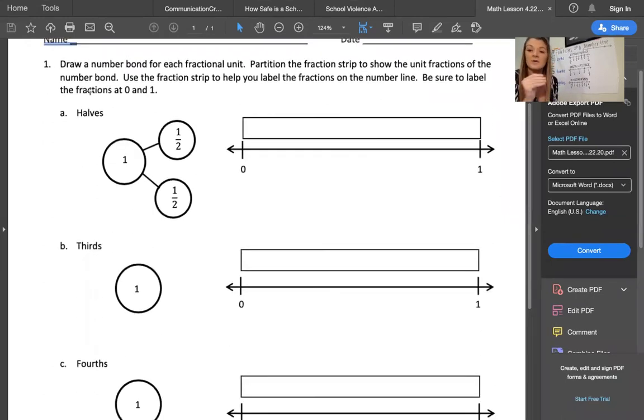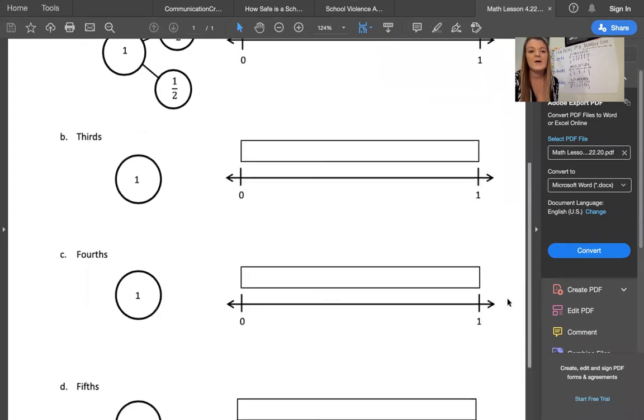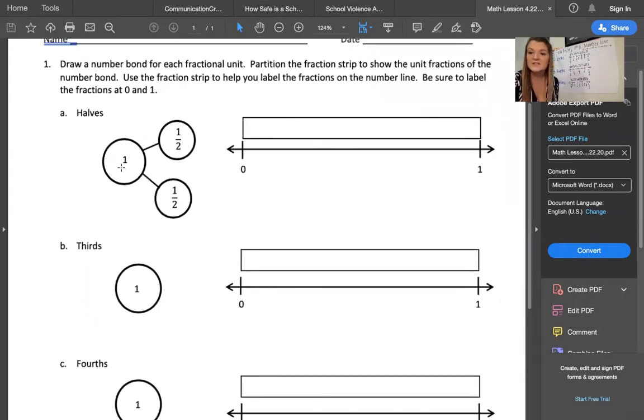So again, if you don't have a printer at home, you can just draw on a piece of paper, letter A, B, C, and D. And what you're going to do is draw a number bond first and mark how many units make a whole. So halves, for example, you should have 2 parts. Each part is 1 half. Thirds, draw a number bond with 3 parts. Each part is 1 third, 1 third, 1 third.